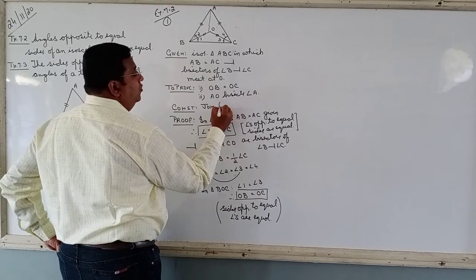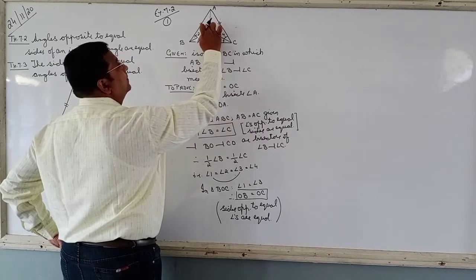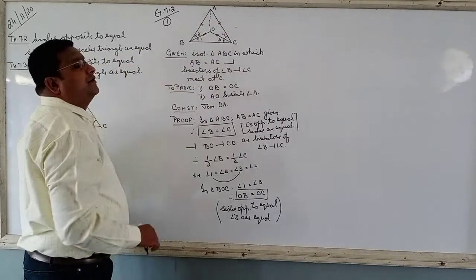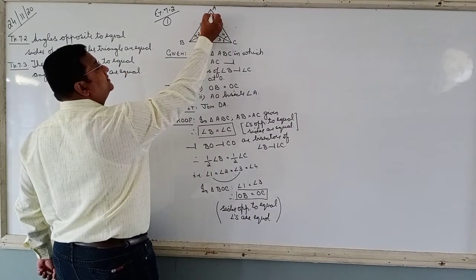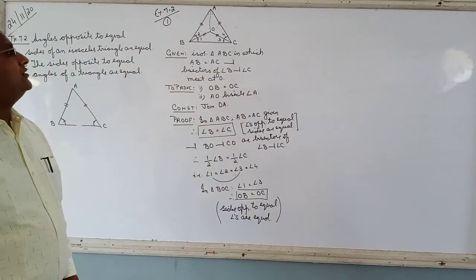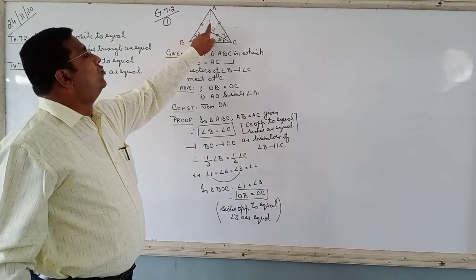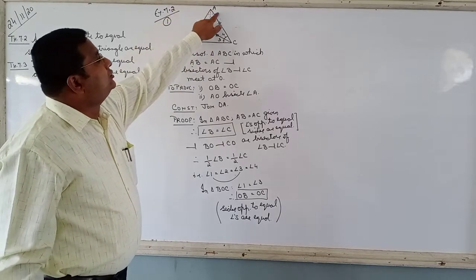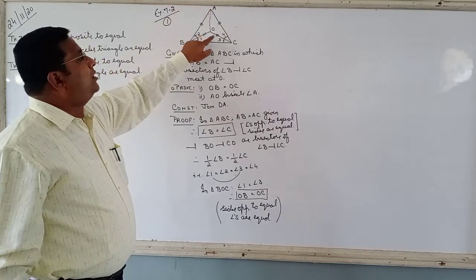Join OA. We need to prove that this angle is equal to this angle. Can you see these two triangles are congruent? Can we apply congruency in these two triangles? And how? Is AB equal to AC? Number 1. Is OB equal to OC?